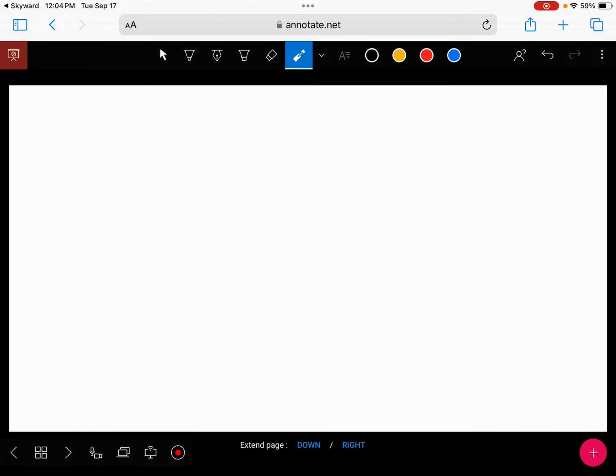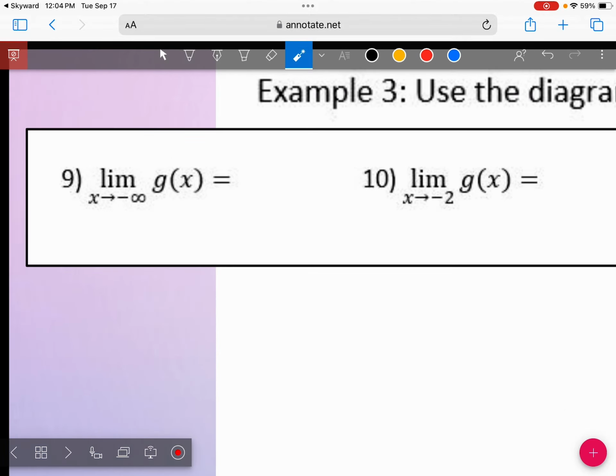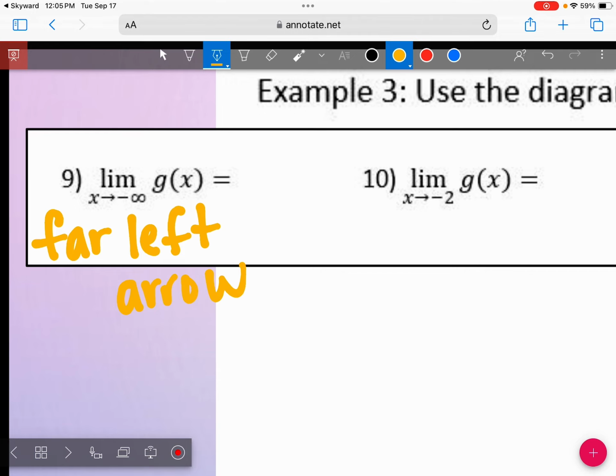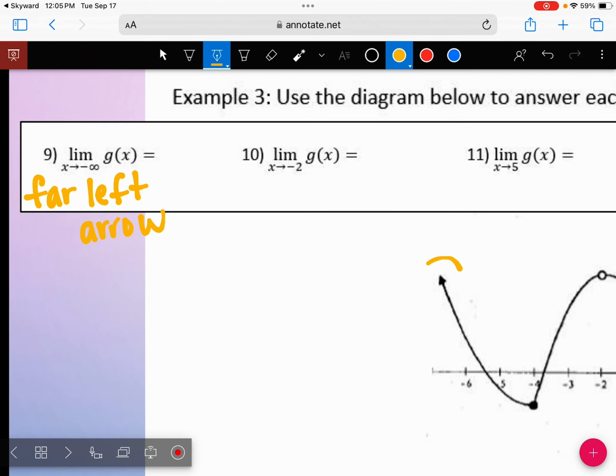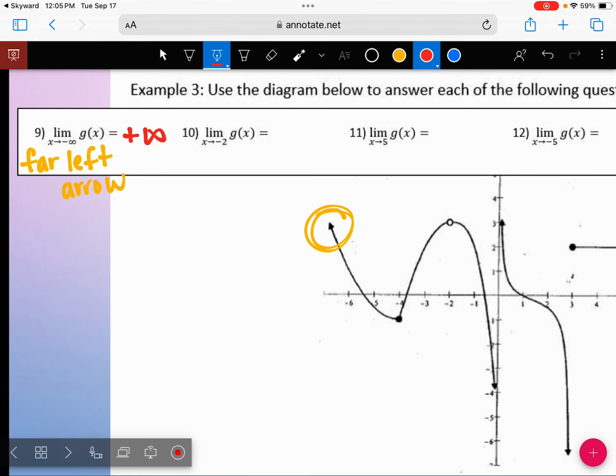Yep, so I think that's the next one. So for number 9, it says negative infinity. This is the far left arrow. The far left arrow would be this one. So it's not constant on the far left. What is it doing? Pointing what direction? Up, right? So that means the limit would be what? Infinity. Positive infinity. All right.